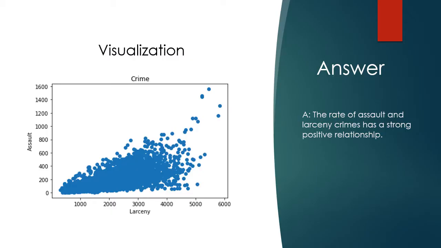As you can see in this graph, the rate of assault and larceny has a strong positive relationship. That means if the rate of one of them goes up, the other one will go up as well, vice versa. Therefore, we can try to reduce the rate of one of the crimes in order to keep both crimes under control. So now let's take a look at the social impact of this case.